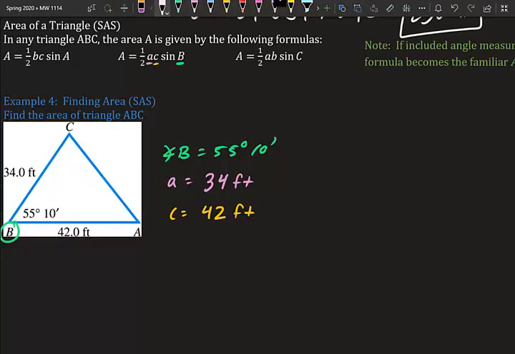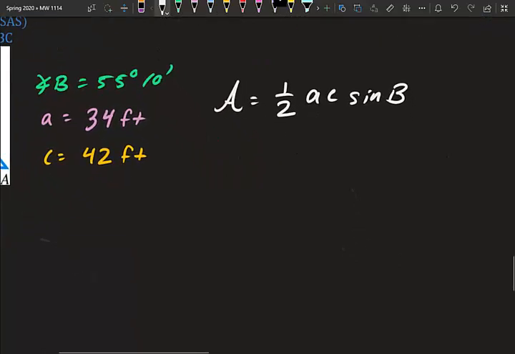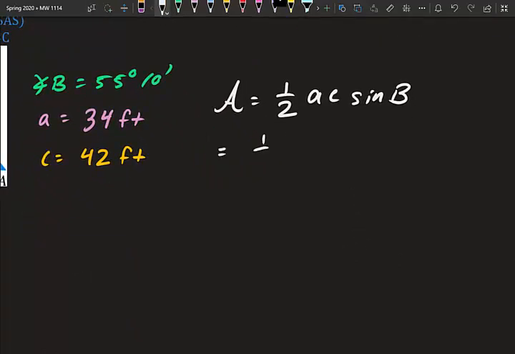So the formula we're going to be using is area equals, my bad, it's a fancy A. They're going to write it like this: area equals 1/2 AC sine B. All right, let's plug it in. We have 1/2, A, which is 34, C, which is 42, and sine B, which is 55 degrees, 10 minutes.